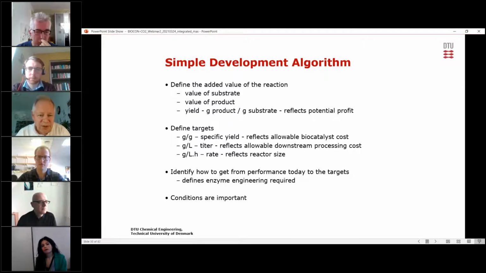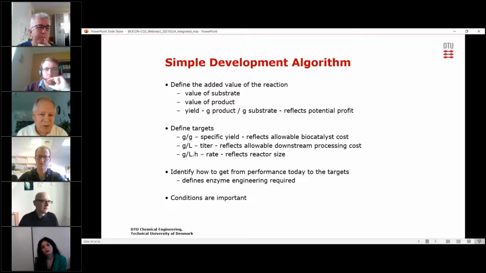We define some targets then. We can define targets for a specific yield reflecting the allowable biocatalyst cost, for product concentration or titer, which reflects the allowable downstream processing cost, and then the rate or productivity, what chemical engineers sometimes refer to as space-time yield, in grams per liter per hour, and this reflects the reactor size as well.